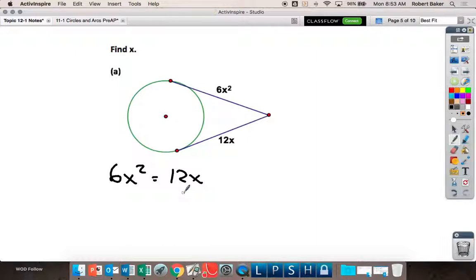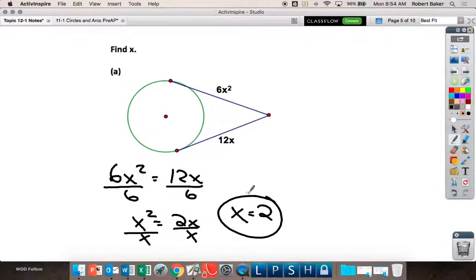Okay, I can divide both sides by 6. What else can you do? How do you get x by itself? Could I divide both sides by x? So x squared divided by x is x. 2x divided by x is 2. So I could have divided both sides by 6x.